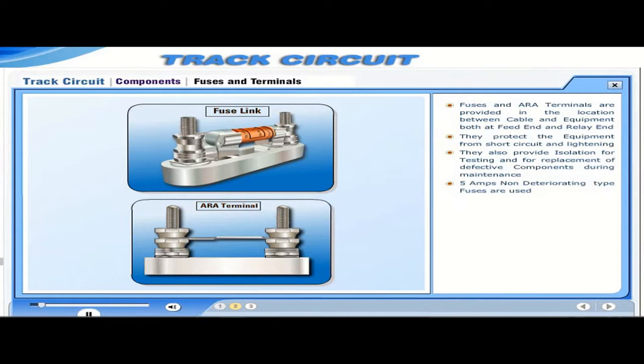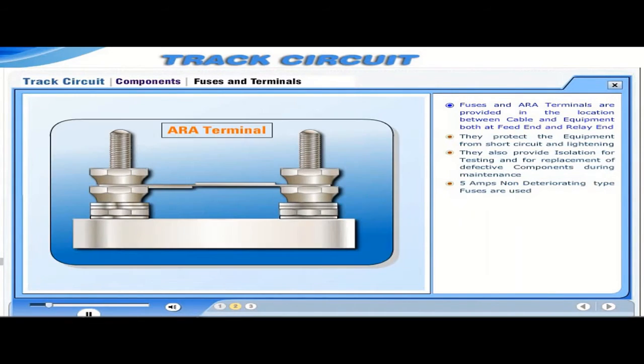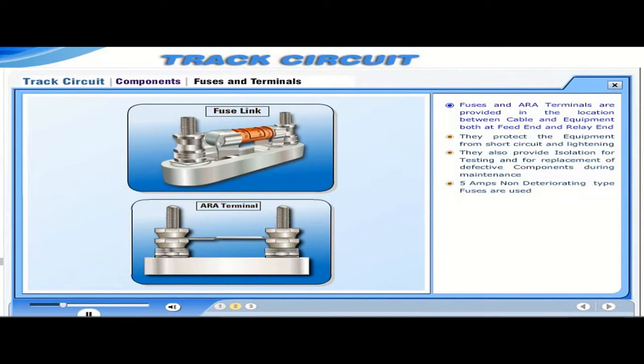Fuses and terminals. Fuses and ARA terminals are provided in the location between cable and equipment, both at feed end and relay end. They protect the equipment from short circuit and lightning. They also provide isolation for testing and for replacement of defective components during maintenance. 5 ampere non-deteriorating type fuses are used.